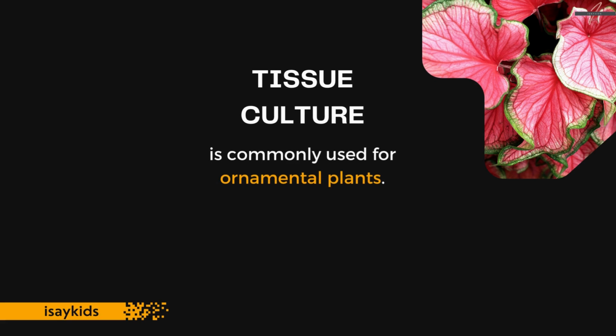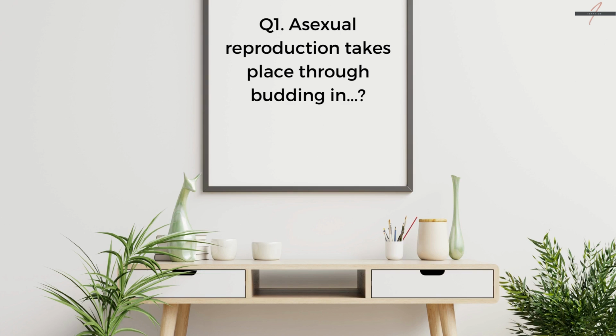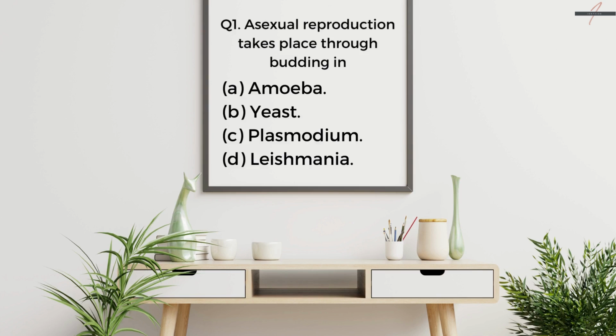Now, let me ask you a quick question. Asexual reproduction takes place through budding in. The options are amoeba, yeast, plasmodium, leishmania. And the correct answer is yeast. Let's do one more quick question.